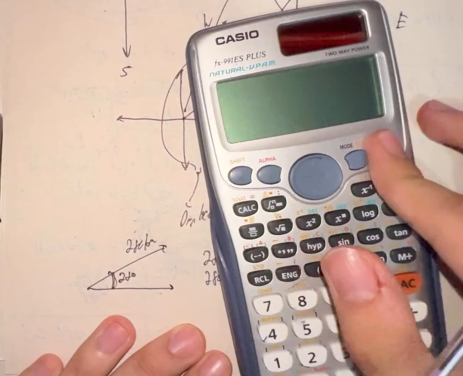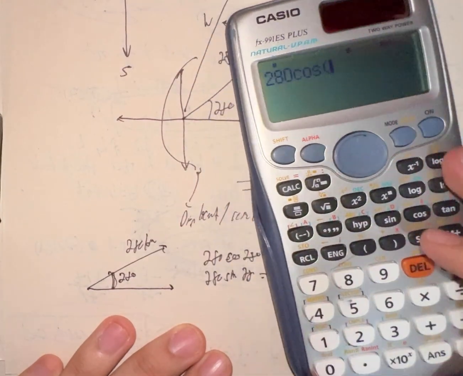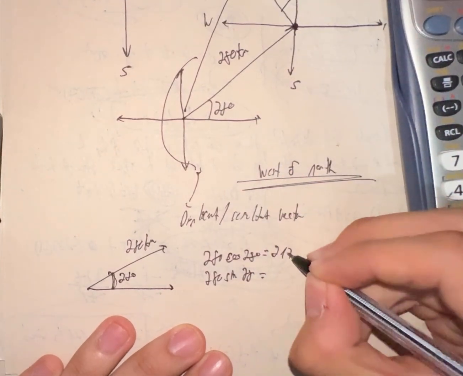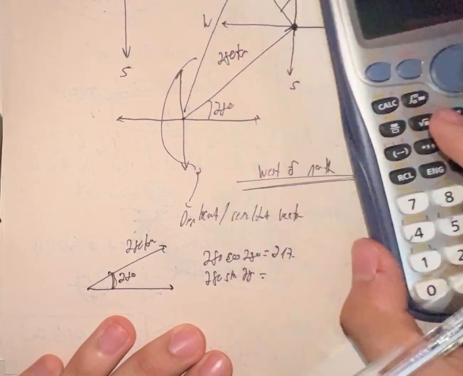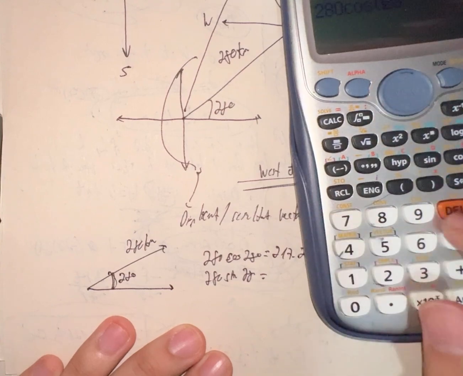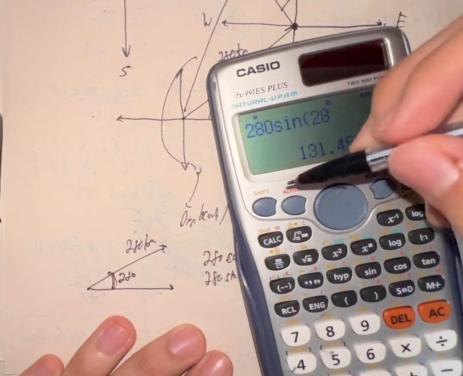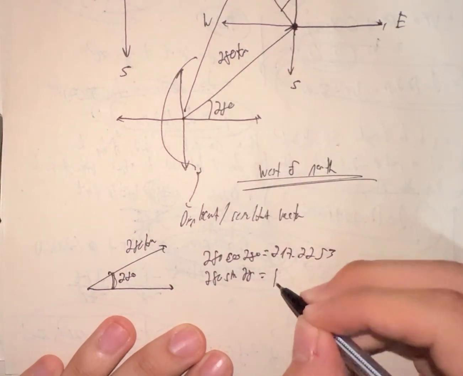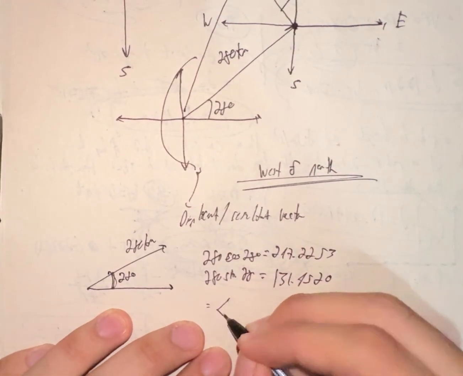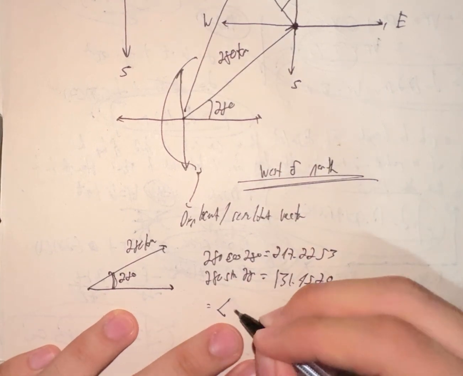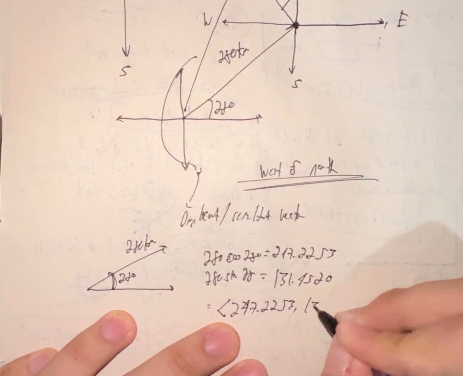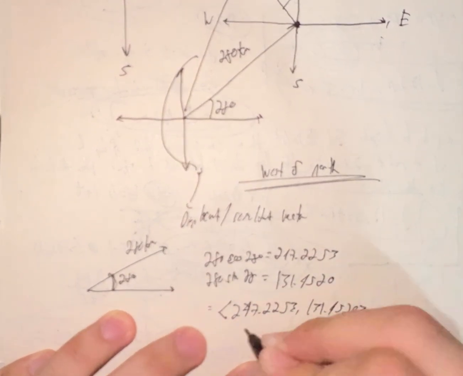Using our calculator, 180 cosine 28 is 247.2253. Now sine, just switch it to sine, 131.4520. Now our component form of the vector would be 247.2253, 131.4520.